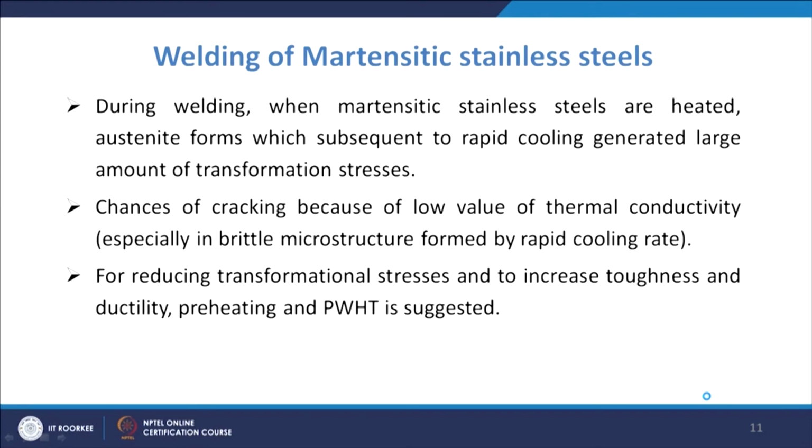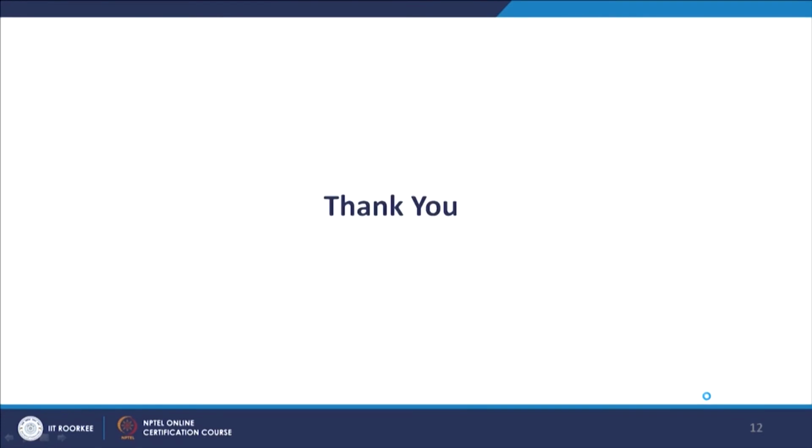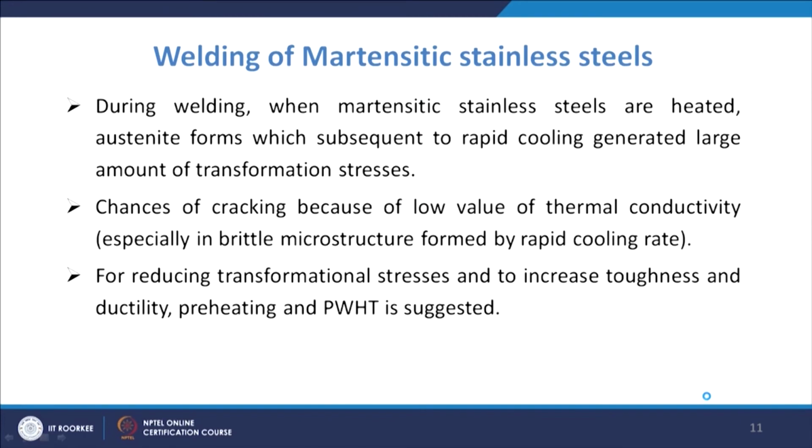For reducing these transformational stresses and to increase the toughness and ductility, we preheat and also go for the post heat of these materials. Most commonly, you are preheating at about 150 to 260 degrees centigrade. For post weld heating, you go to about 750 degrees centigrade, hold there for about 1 hour per 25 mm section thickness, and then cool slowly at the rate of 10 degrees C per hour, up to close to 600 degrees centigrade, and then cool in air. That kind of post weld heat treatment you are doing in these cases.